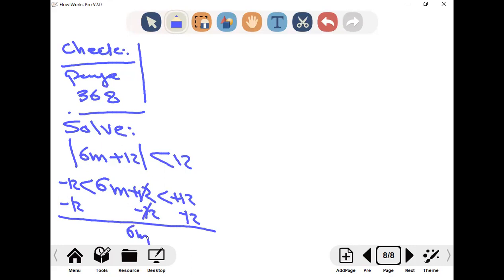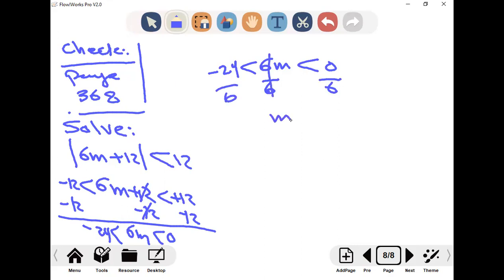6n is still there, right? Less than 12 minus 12, 0. Check. And here, negative 24. Now divide all sides by 6. So here we have 6n less than 0 and more than negative 24. Divide by 6, divide by 6, divide by 6. n will be less than 0 and more than negative 4.